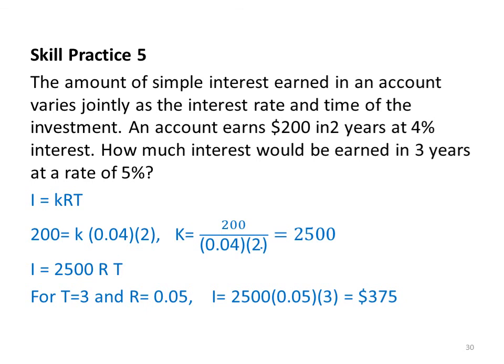Then now you substitute it back. K will turn out to be the principal. Here now substitute the value for K. The interest is equal to 2,500 times R times T. How much interest then will you earn if T is 3 years and the rate is 5%? T is equal to 3, R is equal to 0.05. Substitute those numbers in the model. The interest will be 2,500 times 0.05 times 3, it's equal to $375.